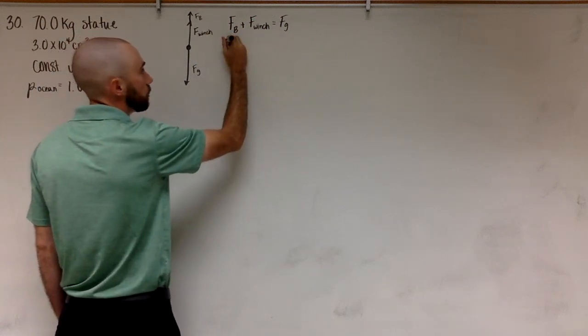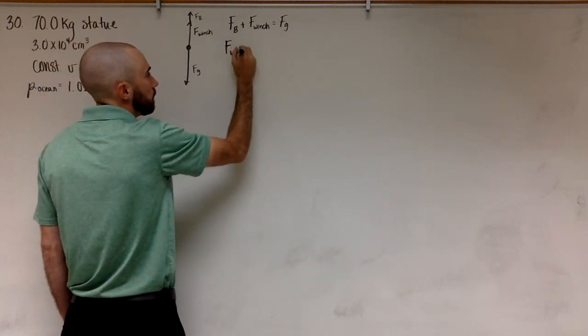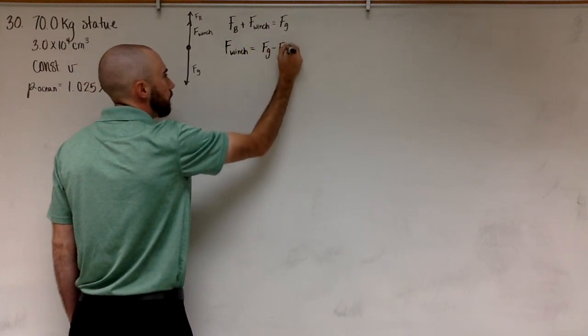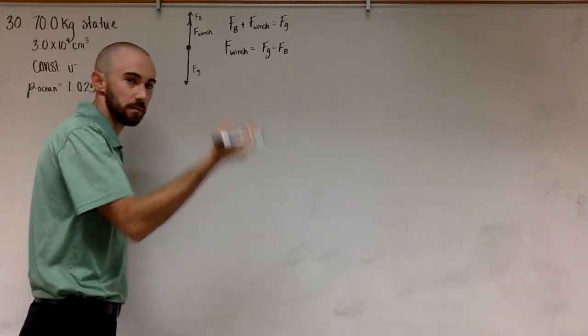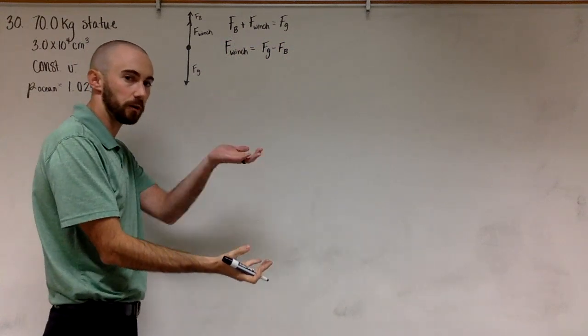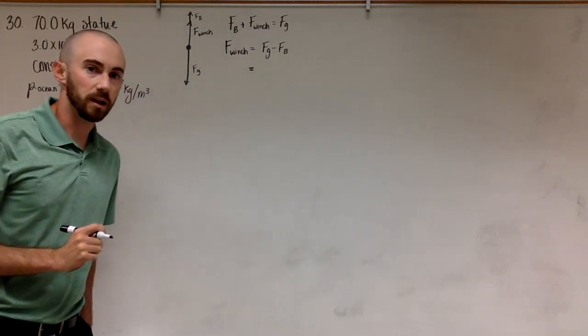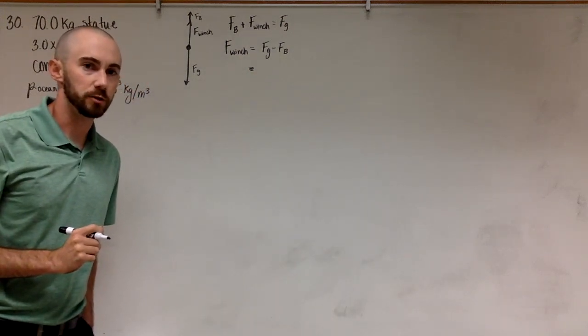Well, I want to know the winch, so let's solve for the winch. That's going to be our gravitational force minus our buoyant force, because it's the amount being pulled down plus the amount the water is pushing it up. Let's go ahead, take a second, pause it, plug in what formulas you think we're going to need for those two things.